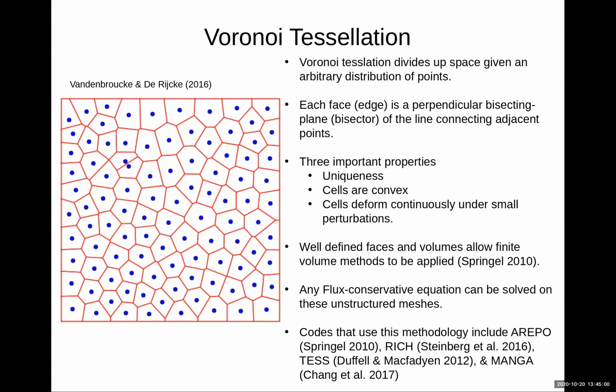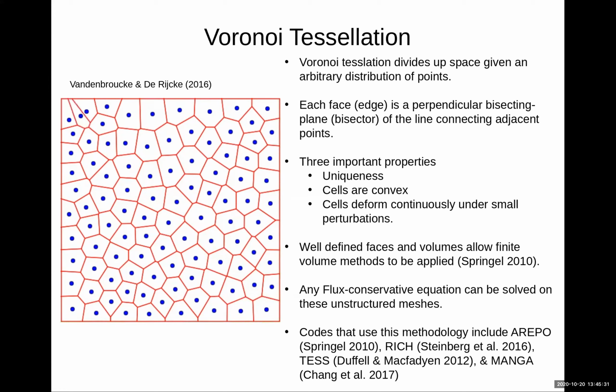You can see this in the picture on the left. We have a small blue dot moving across this Voronoi tessellation, and the tessellation doesn't change abruptly every time the dot moves. It slowly evolves as it goes across. These well-defined faces and volumes, and their slow evolution, allow finite volume methods to be applied. This is what Volker Springel discovered, or rediscovered, in 2010.